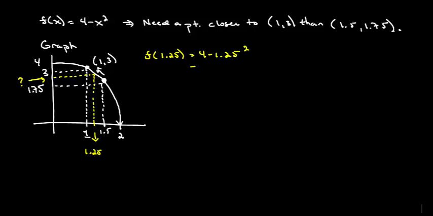So we'll take 4 minus 1.25 squared, and if we do the computation, 1.25 squared gives me 1.5625, and so if I do the subtraction there, I get 2.4375. So what are we trying to do? Well, remember, that's the height value of this point. So now we've got the full point. It's 1.25 comma 2.4375. So I've got my second point.